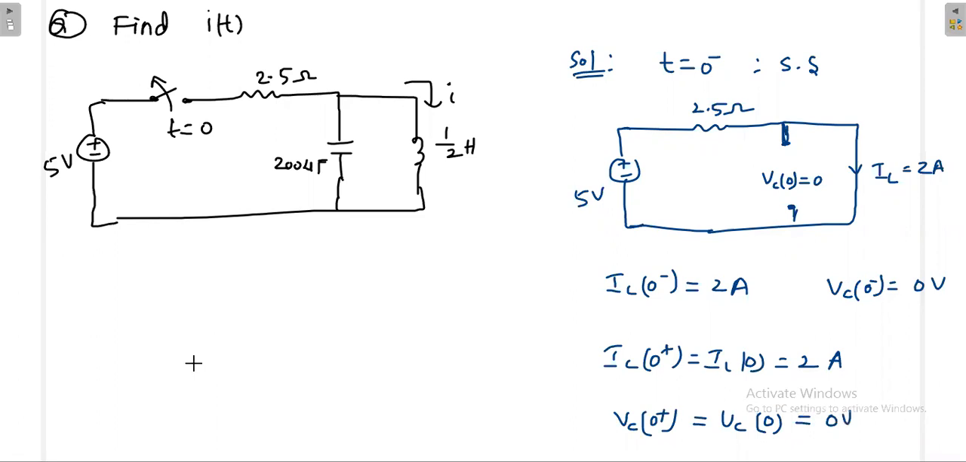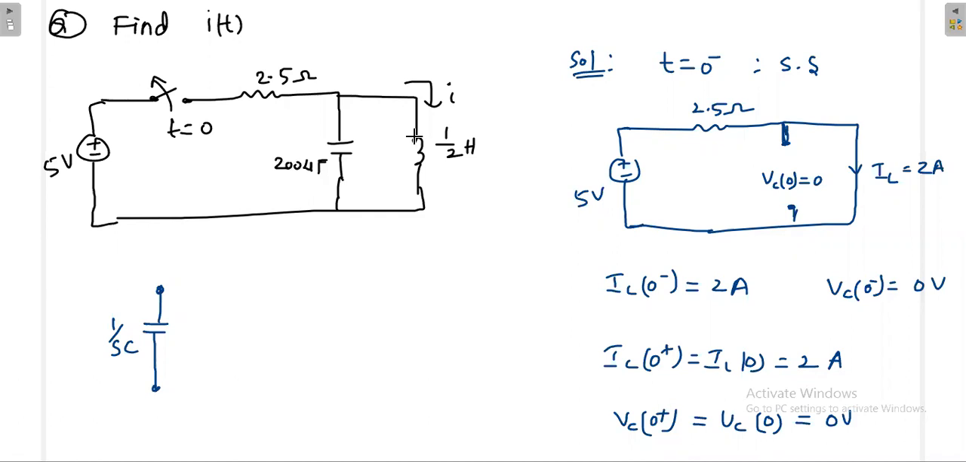Now the capacitor is having no initial voltage. If it is not having any initial voltage, then we can simply represent the capacitor with 1 by SC. That means the capacitor is simply a capacitor only, since at the time of switching it is not having any initial voltage. So I can replace the capacitor with 1 by SC. Then I can substitute the C value, 200 microfarad.